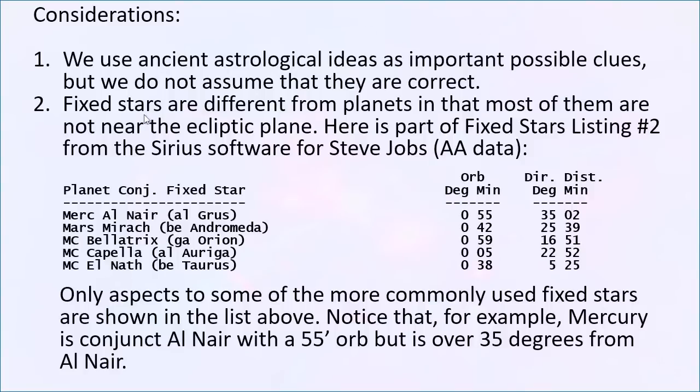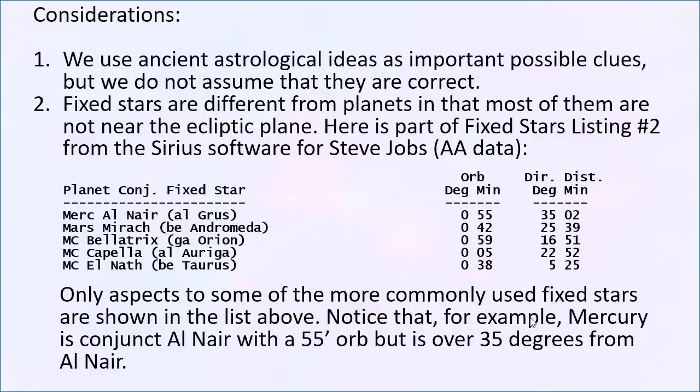Number two, pretty obvious, but it's good to take a step back before we jump in. Think about this. Fixed stars are very different from planets. Most of them are not near the ecliptic plane. And that's what this direct distance has to do with, the fact that the fixed stars are not close to the ecliptic plane. Here are a few of the stars that we just looked at in that listing, showing you how the direct distance is different from the orb as we usually do it in astrology. I'm going to show you this with a visual right now.